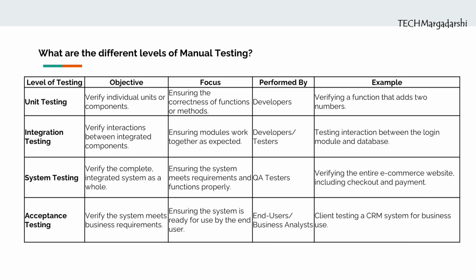Acceptance testing. This is the final level of testing. It ensures that the system meets business requirements and is ready for real-world use by the end users. Example, a client verifying a CRM system to check if it satisfies their business needs.